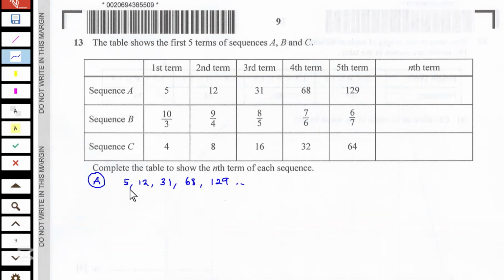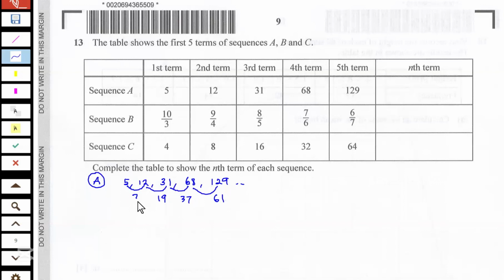Here the difference will be 7, since 5 plus 7 gives us 12. The difference here will be 19. Also, the difference is 37. And the difference was 61. Okay. Now, from the differences, we observe that they're not the same. So we have to keep finding the differences.